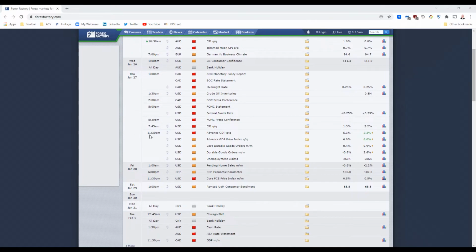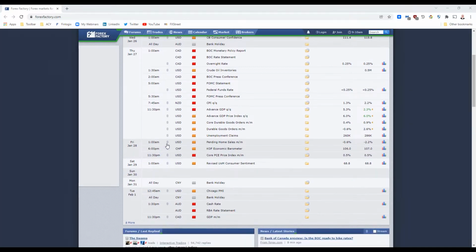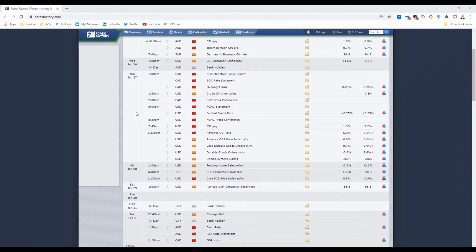And then getting into later into Thursday my time, 11:30 p.m. on the evening, we've got the US advanced GDP. And then getting to Friday, 11:30 p.m. again, we've got the US core PCE price index coming out. So really 3 items there. The big one is on Thursday morning, my time, 5 o'clock in the morning, the US FOMC statement.